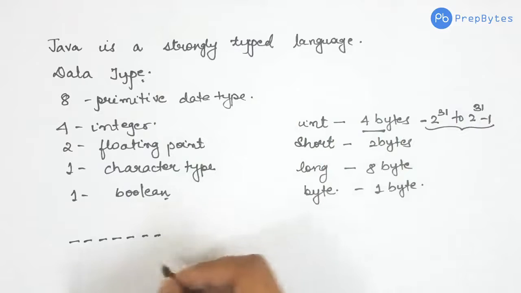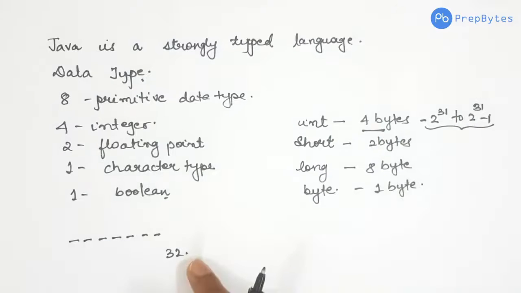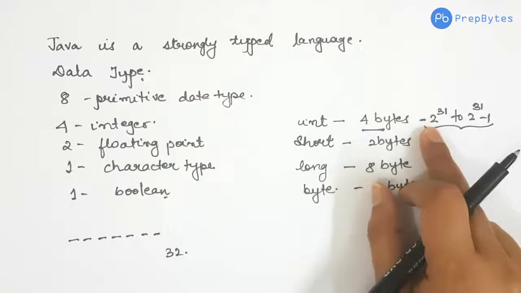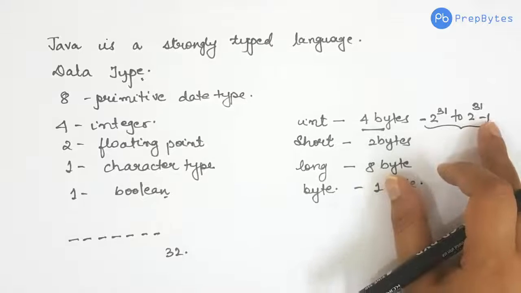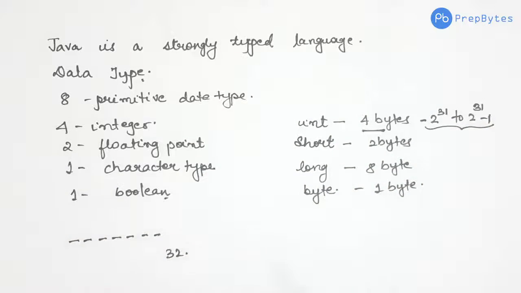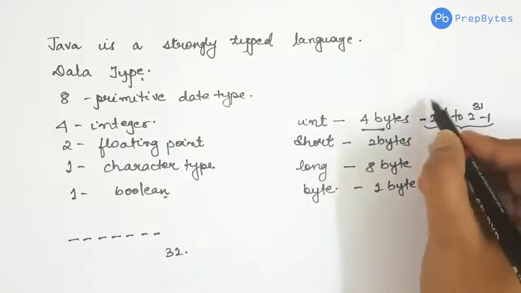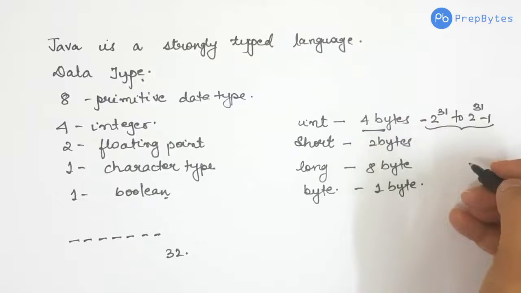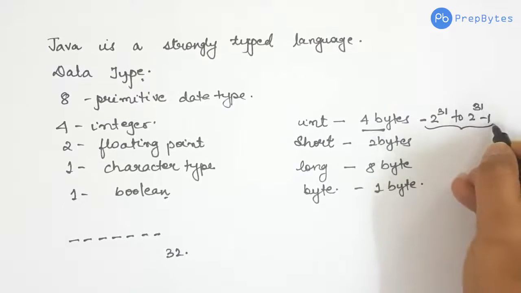So, if it is occupying 32 bits, the number can be from minus 2 to the power 31 to 2 to the power 31 minus 1. So, the minimum number that you can hold is minus 2 to the power 31, and the maximum number that you can hold is 2 to the power 31 minus 1.